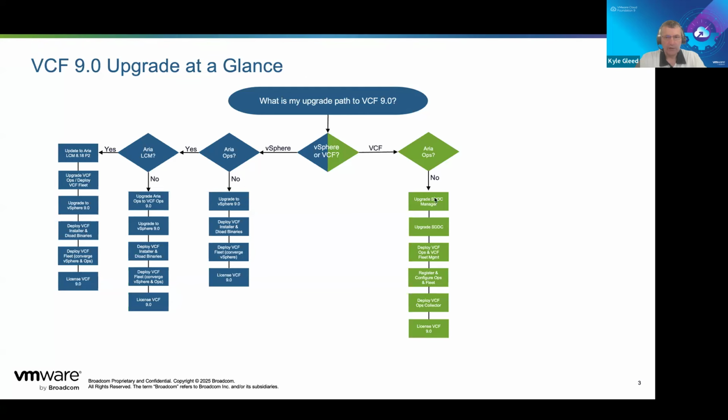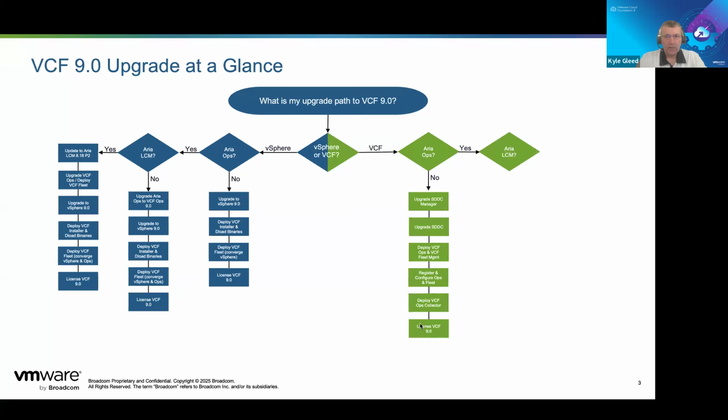And if you go in the documentation, you might find it's a little bit different. But this is just kind of the high level sequence here. So if you have VCF, you're not currently running the VCF operations, you will need to manually deploy the operations together with fleet management, do some additional configuration in conjunction with the upgrades that will be run through the SDDC Manager. And again, you will need to relicense when you're done.